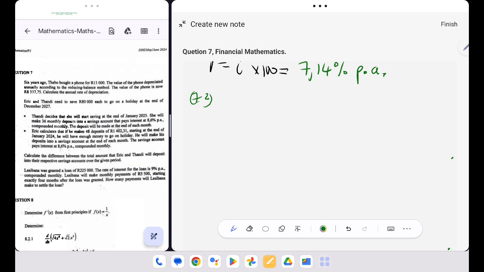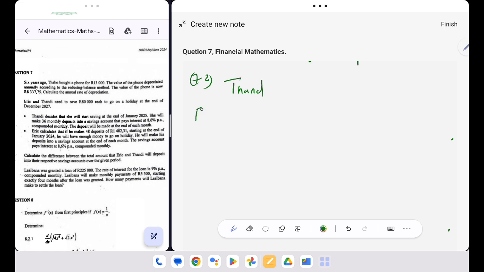Tandy decides that she will start saving at the end of January 2025. She will make 36 deposits into the savings account that pays interest at 8.6% per annum compounded monthly. The deposits will be made at the end of each month. Okay, and then let's just write down our information for Tandy.